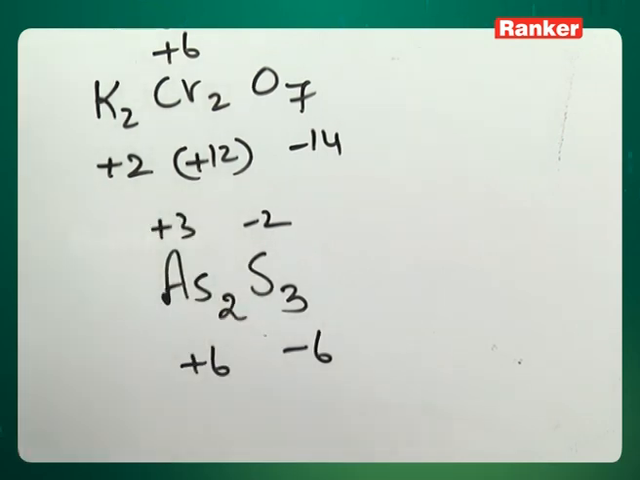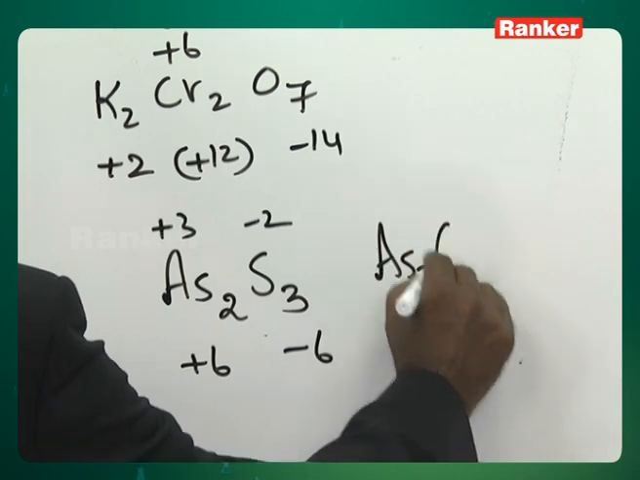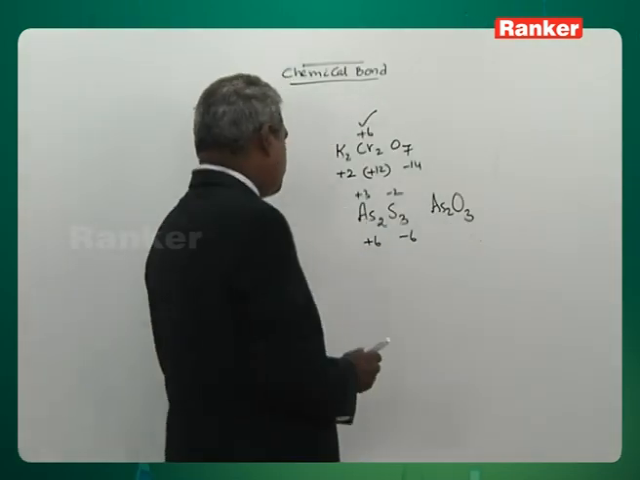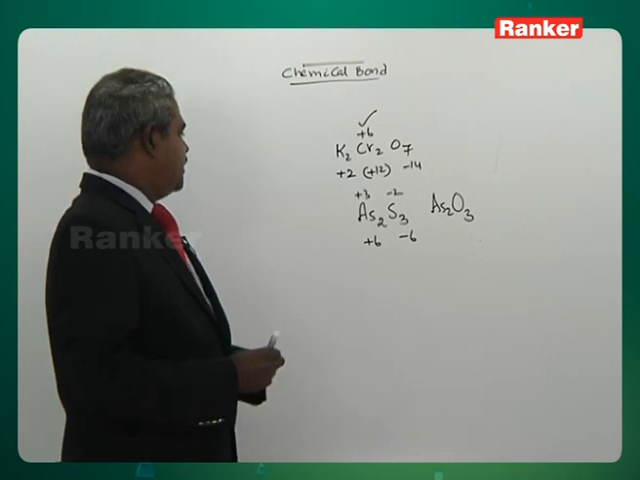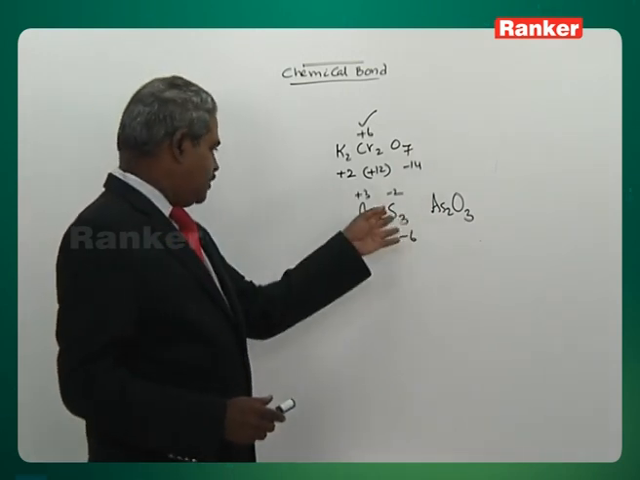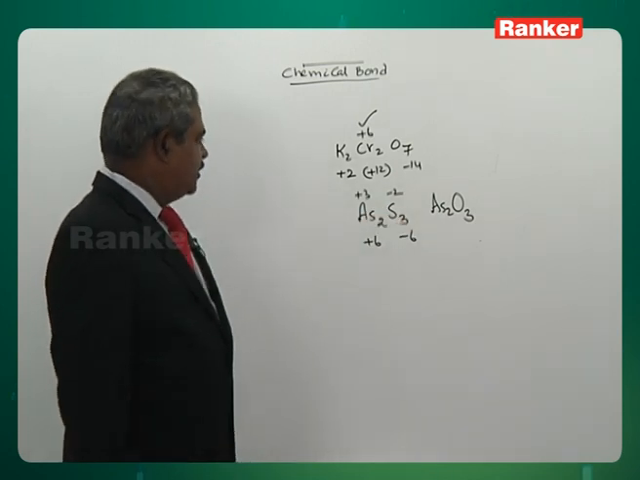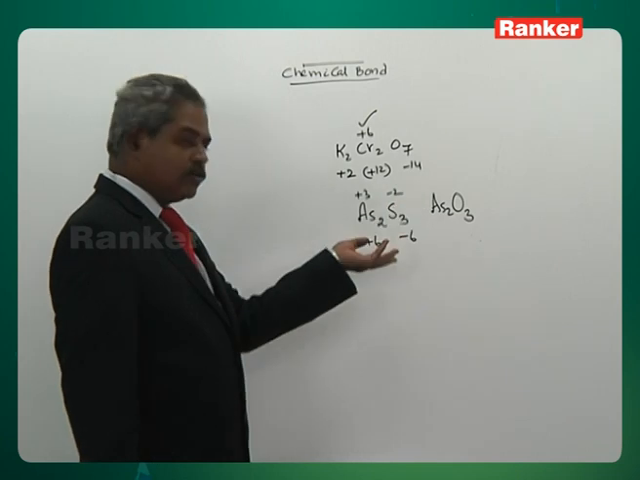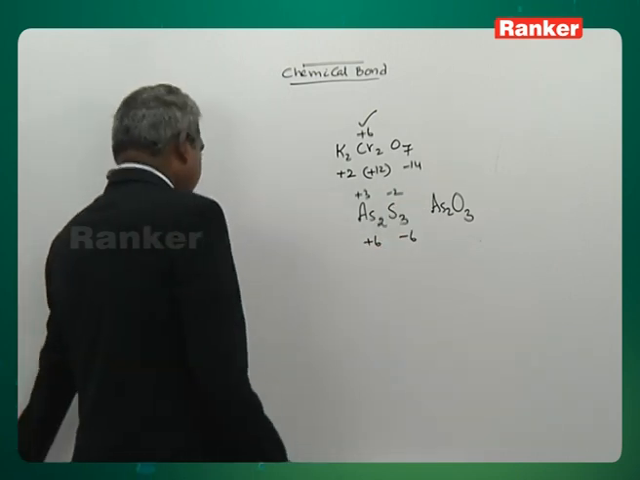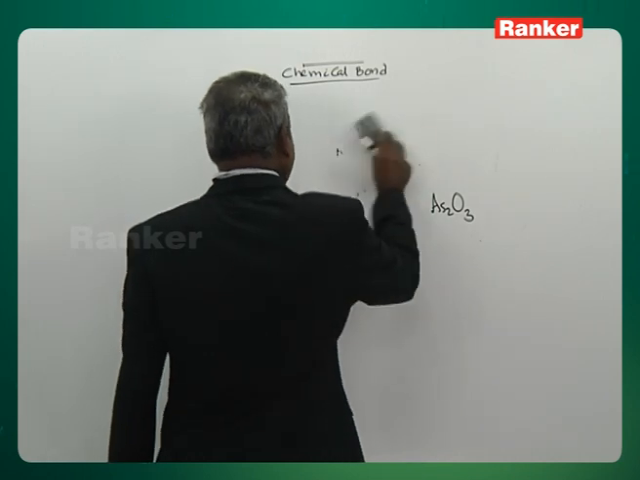Arsenic plus 3. It is like arsenic oxide, similar to As2O3. So, whenever there is a question on As2S3 sulfide, you just think of As2O3. Oxygen and sulfur belong to the same group. So, since oxygen is minus 2, sulfur is also generally minus 2. Very rarely it is minus 1, in a compound called persulfide.